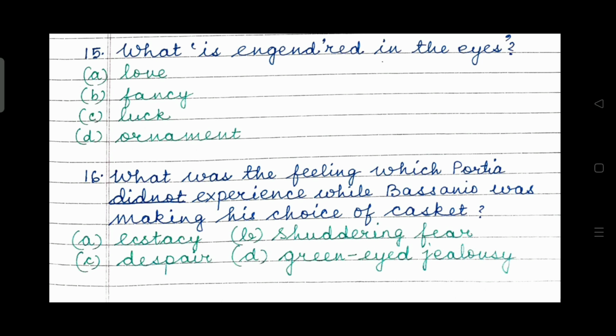16. What was the feeling which Portia did not experience while Bassanio was making his choice of casket? Now keep this in mind. Did not experience ecstasy, shuddering fear, despair, green-eyed jealousy. So, while he was making his choice of casket, Portia was not ecstatic or joyful. It was only after Bassanio made the right choice that she was filled with ecstasy.